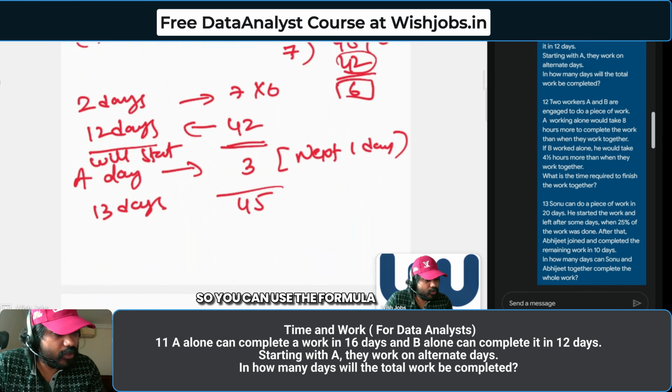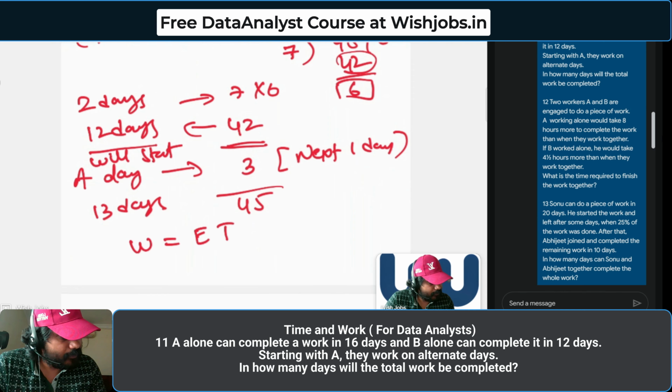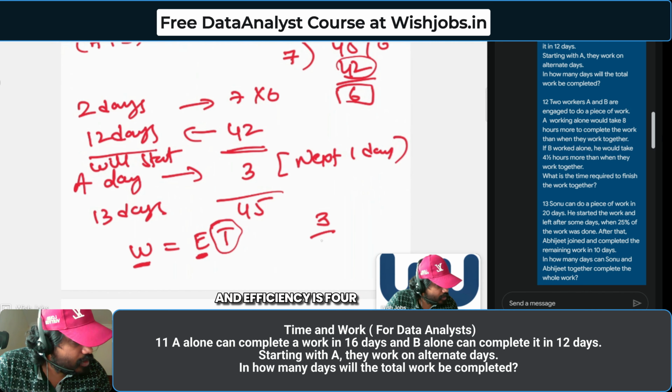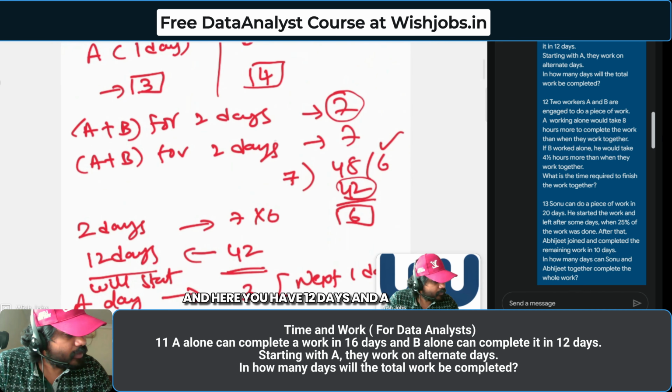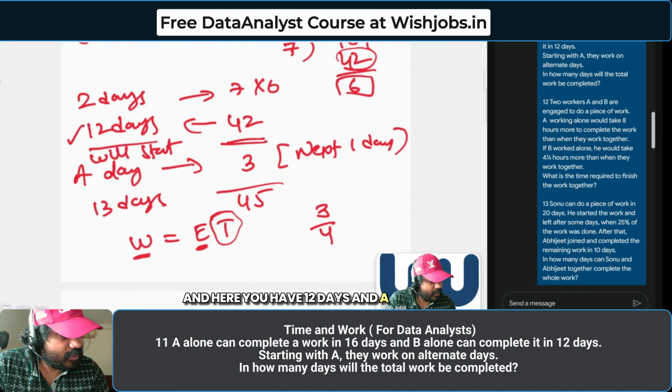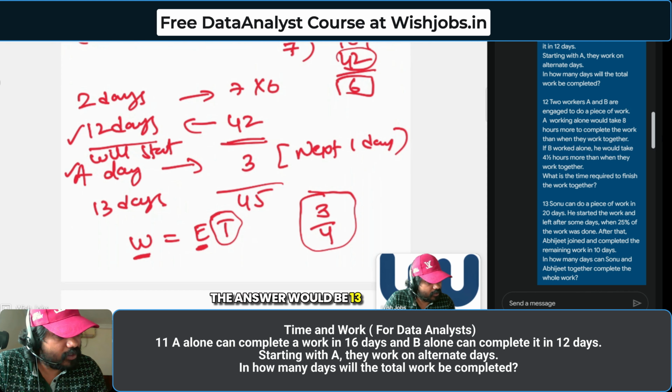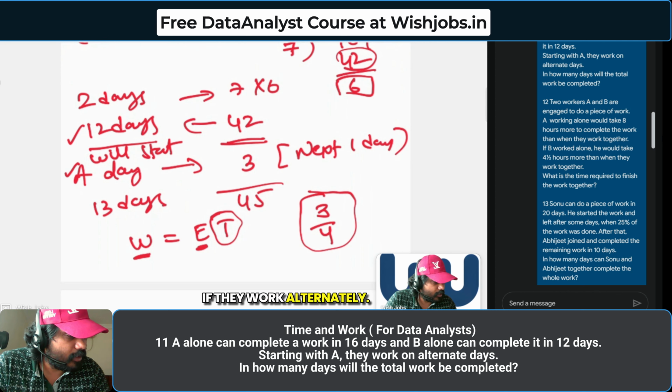Now B has to work, but B's efficiency is 4 here, but the work has to be completed is only 3. So you can use the formula W equals E into T. Efficiency is 4, work is 3. So the time taken by B is 3 by 4. 3 is the work that needs to be completed and efficiency is 4. So 3 by 4. And here you have 12 days and A started one more day, 13 days, and B worked for 3 by 4 days. The answer would be 13 3 by 4 days if they work alternately.